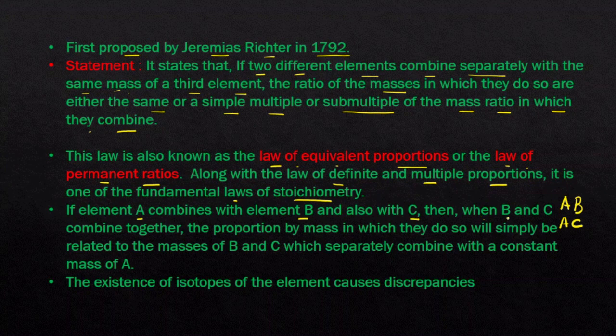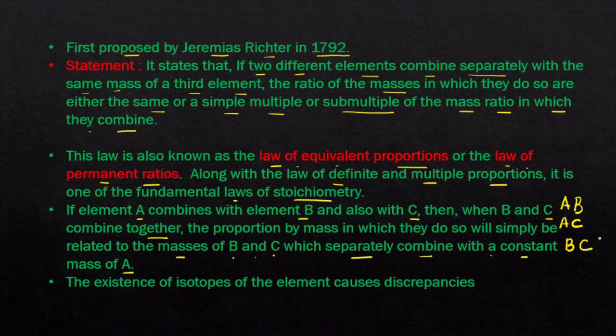Now, when B and C combine together, they form a new compound BC. The proportion by mass in which they do so will simply be related to the masses of B and C, which separately combine with a constant mass of A.